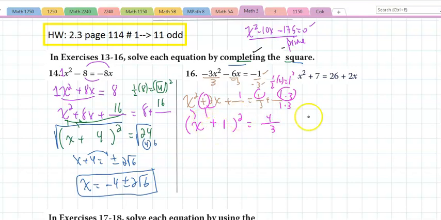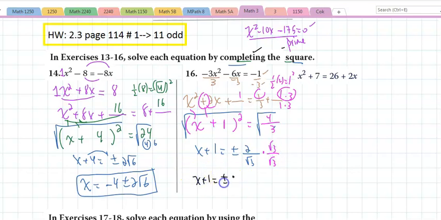And now that I have a perfect square equal to a number, I could always use the square root property. Square root of 4 is 2, square root of 3 is radical 3, and I do need to rationalize, multiply top and bottom by the same index radical. So I'll get x plus 1 equal plus or minus 2 radical 3 over 3. And if I move the 1 over, that will tell me x equals negative 1 plus or minus 2 radical 3 over 3.